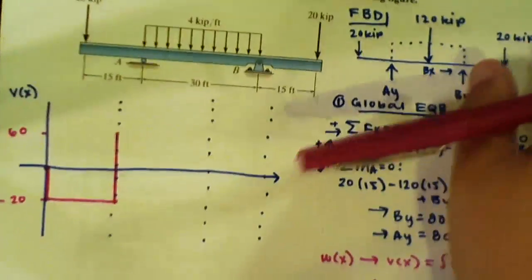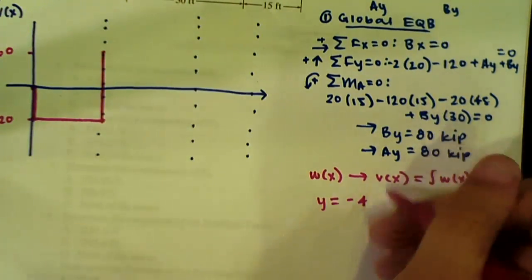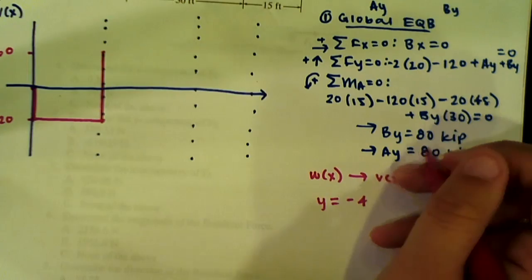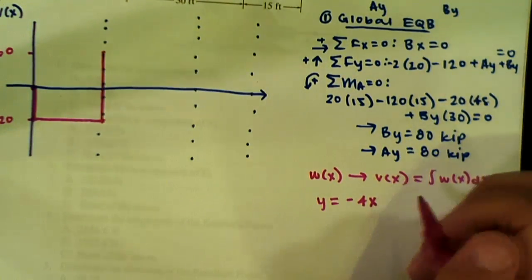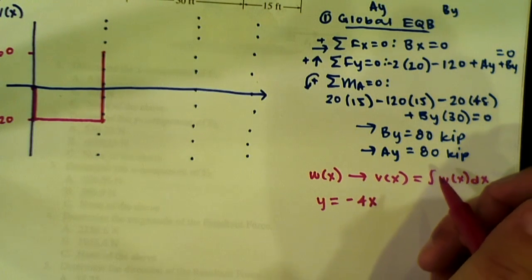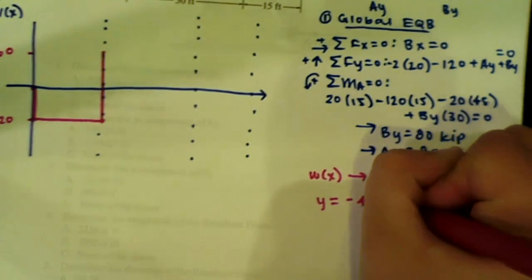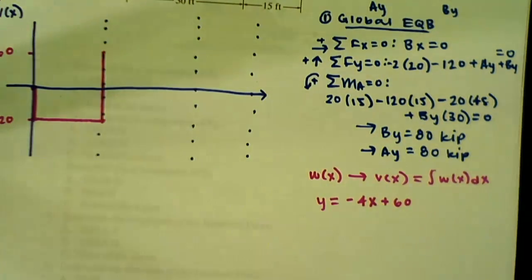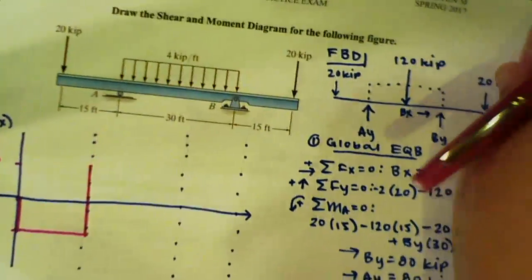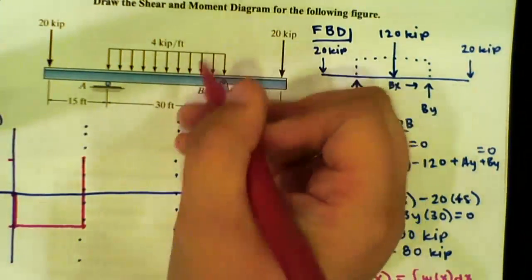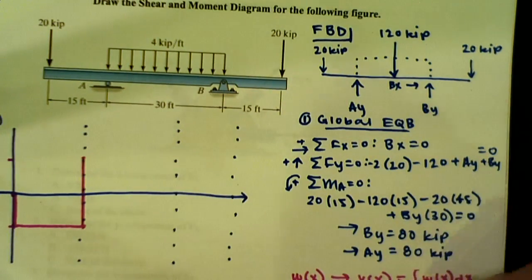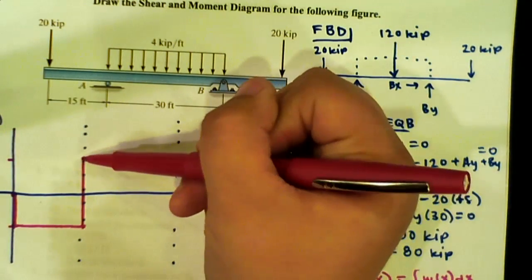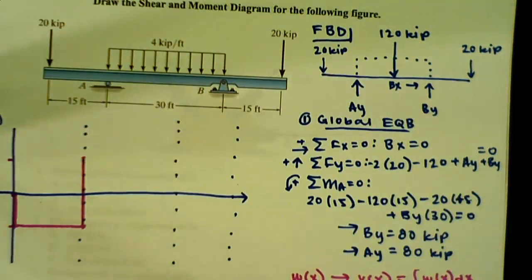Okay. So our function is going to be equal to negative 4x plus 60, because we know that the height of the constant of our distributed load is 4 kips. That's going to be our slope after we integrate, and it has to be plus a constant, which in this case is the 60 that we found from the reaction going up from our negative 20.